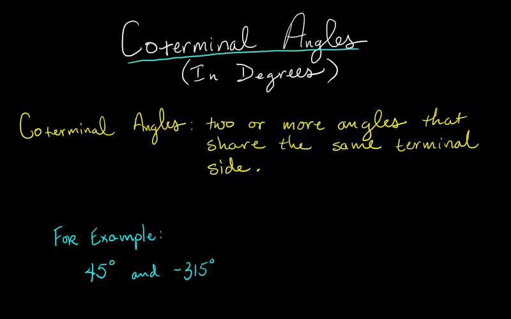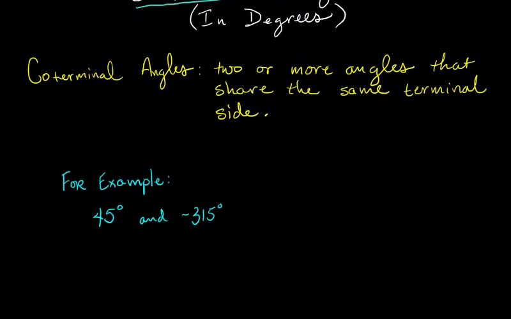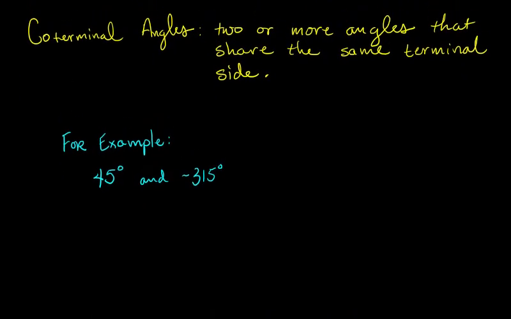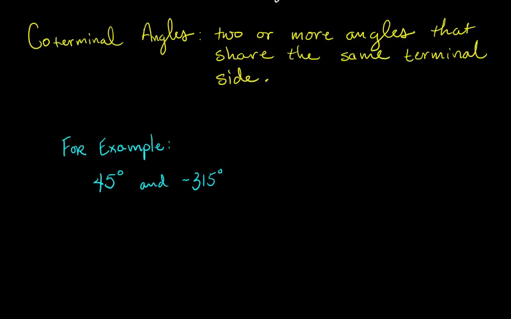But what are coterminal angles? Well, coterminal angles are two or more angles that share the same terminal side. If you're not sure what I mean by that, let me give you an example of two angles that share the same terminal side.